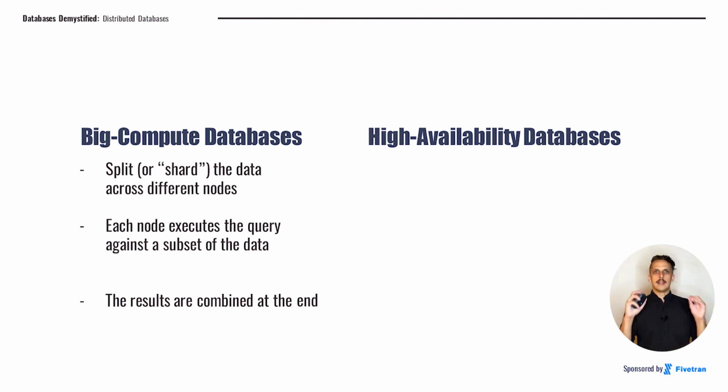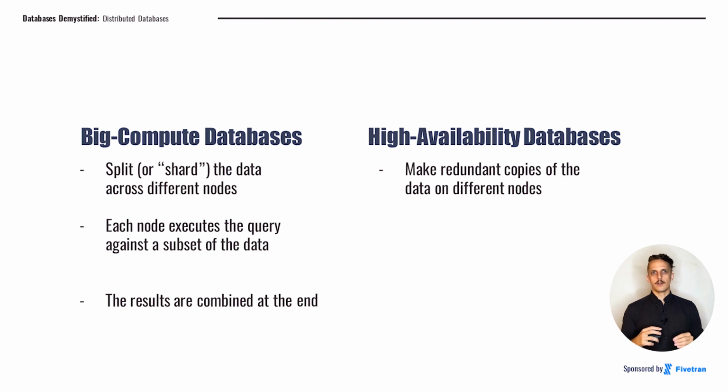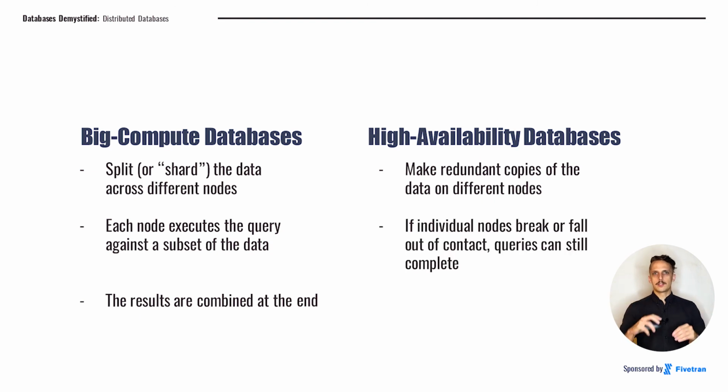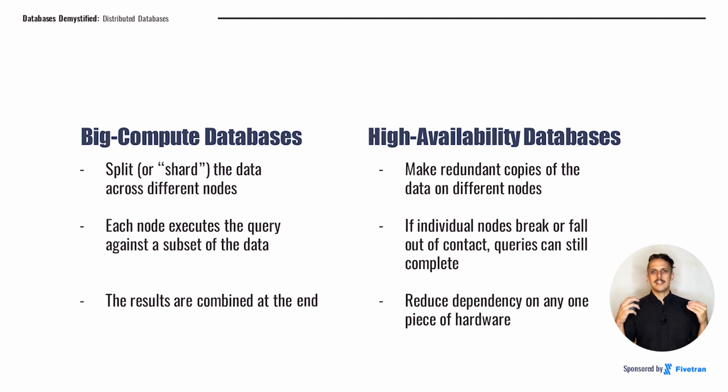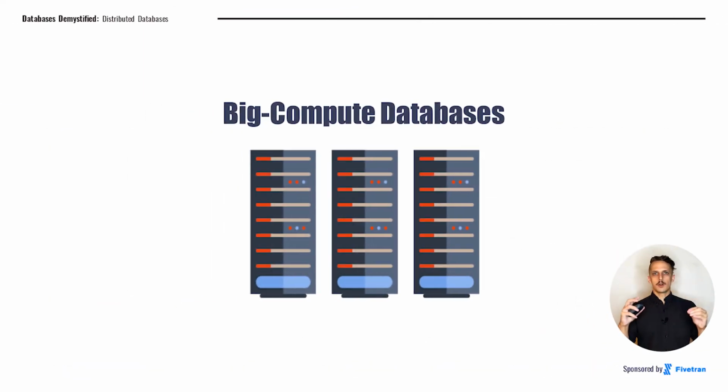In high availability databases, we're going to make redundant copies of the data on different nodes. So the whole idea of high availability is that it's really fault tolerant. If one node breaks or falls out of contact with the rest of the nodes, queries can still complete and our users can still use our system. This is going to reduce our dependence on any one piece of hardware. So to start off, we're going to talk about big compute databases.